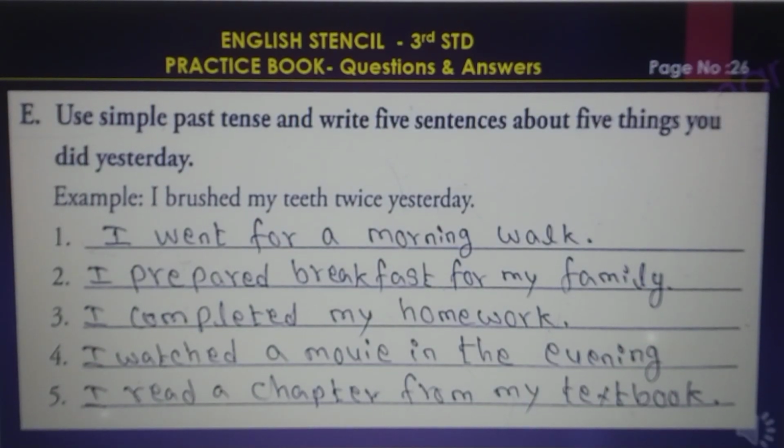Using simple past tense, write five sentences about things you did yesterday. Example: I brushed my teeth twice yesterday. First one, I went for a morning walk. Second one, I prepared breakfast for my family. Third one, I completed my homework. Fourth one, I watched a movie in the evening. Fifth one, I read a chapter from the textbook.